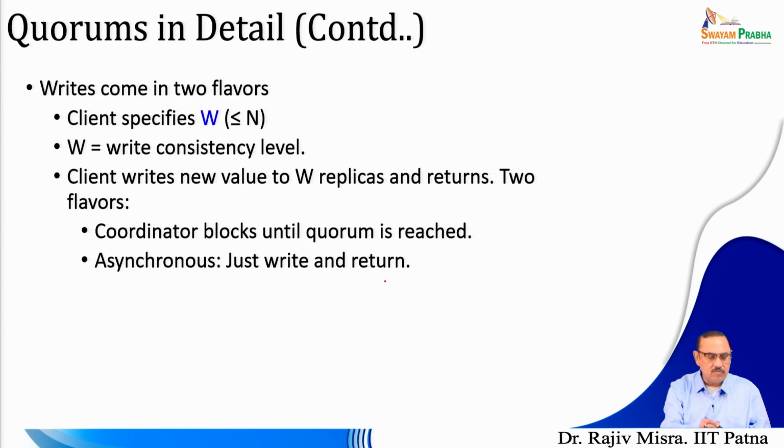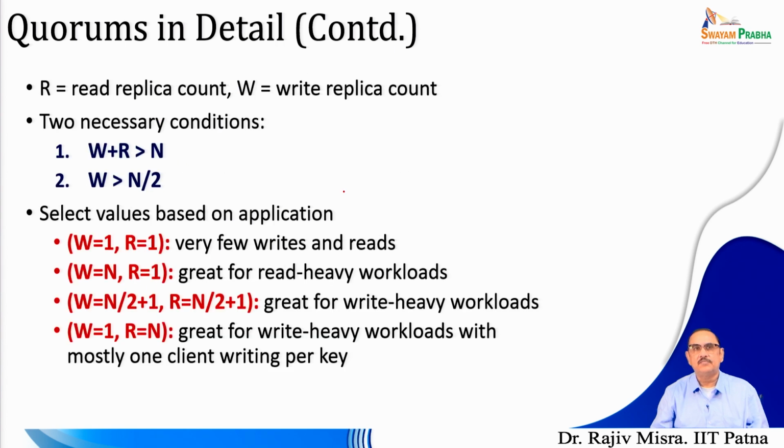Writes come in two flavors. The client specifies W, which is less than or equal to n, that is, upper bounded by n. So, write consistency levels are set here. The client writes a new value to W replicas and returns in two flavors: the coordinator blocks until the quorum is reached, or asynchronous, just write and return.